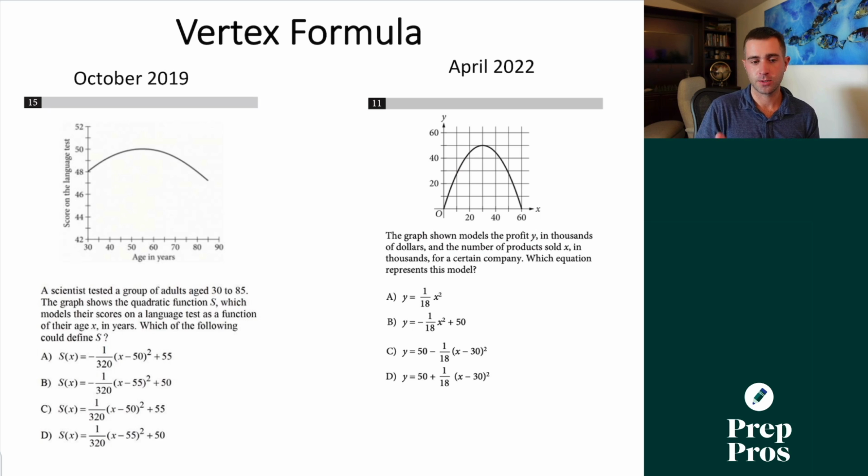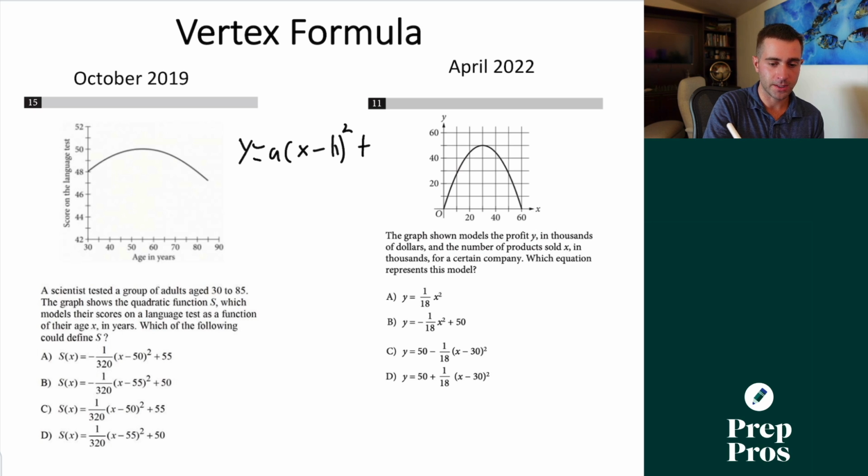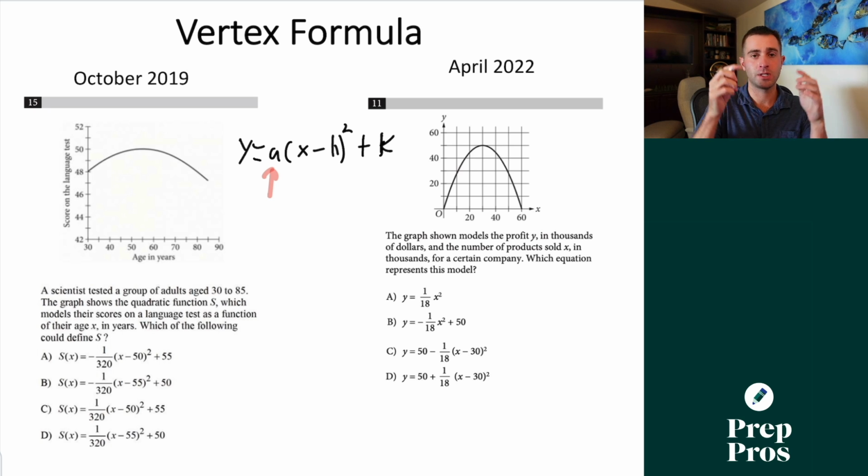Now for the vertex form, and I'll rewrite the formula on screen, it's y equals a times (x minus h) squared plus k. This a portion, as we go back to some of those transformations we talked about earlier, is going to affect our stretch and compression, but for almost every SAT question, you just have to understand that positive a is going to make it open upwards, negative a is going to make it open downwards. And h is going to give you the x coordinate of your vertex, and k is going to give you the y coordinate of your vertex.